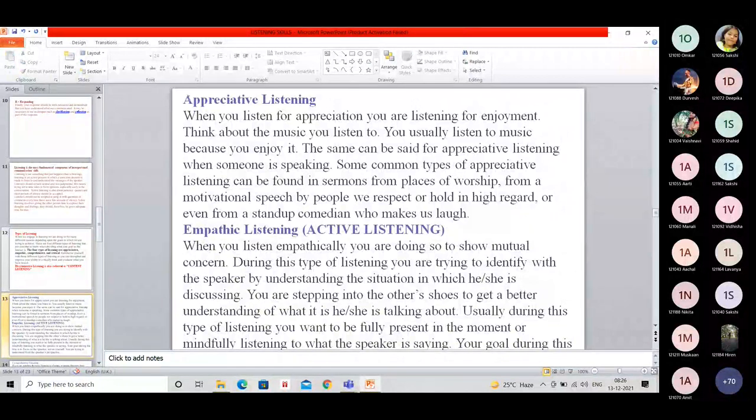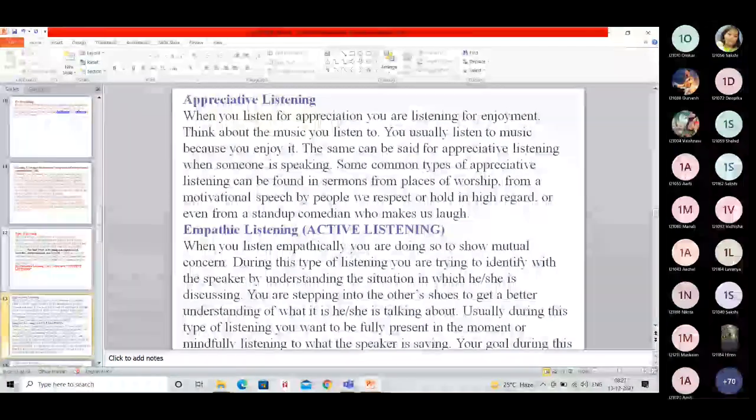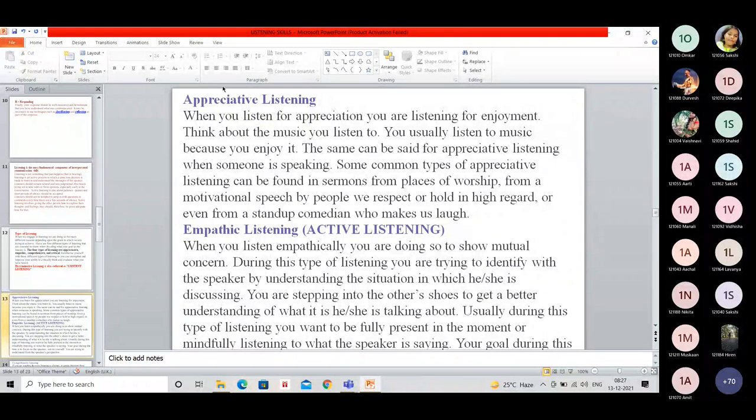One is called appreciative listening. What is the meaning of appreciative listening? You all are hooked on to your phones, right? Everybody. Majority of you all. The first thing that you look out for when you wake up in the morning is your phone. So what is this appreciative listening? When you listen to something that you are interested in, that you like, that is termed as appreciative listening.